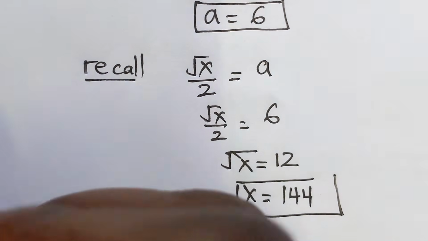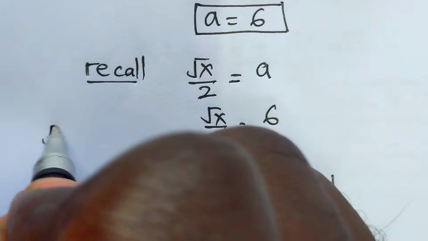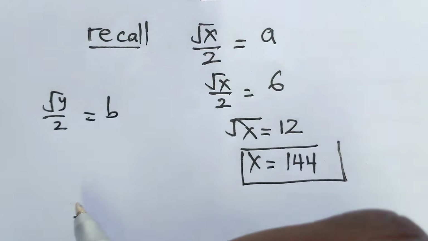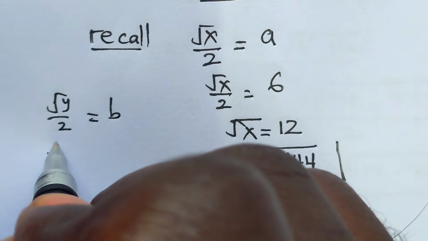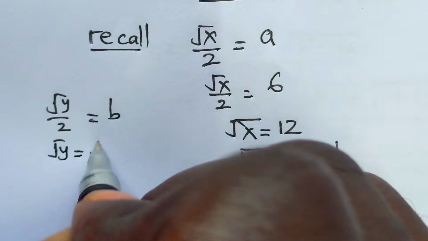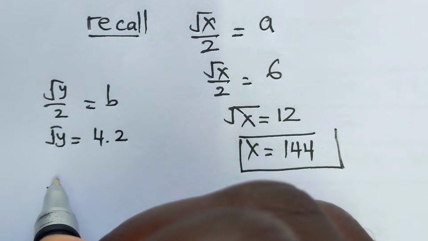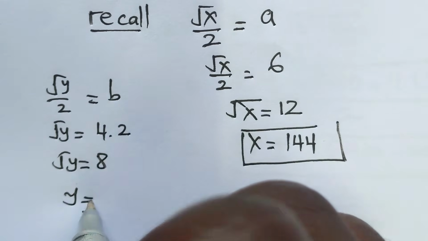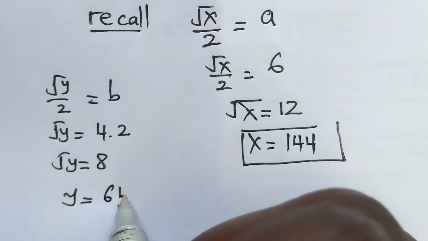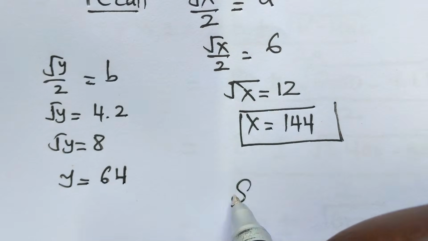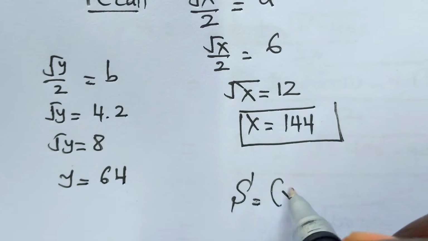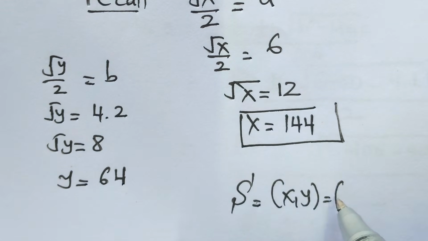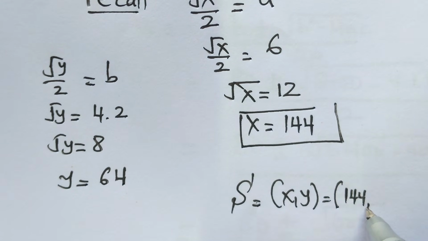And here we have another one where square root of y over 2 is equal to b. Right, then here we are supposed to find square root of y will be 4 times 2. Then here square root of y is equal to 8. Then our y will be here 64. So the solution set we have x, y, which is equal to 144 and 64.